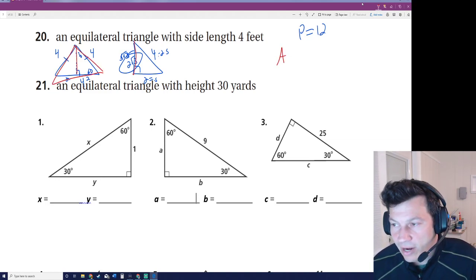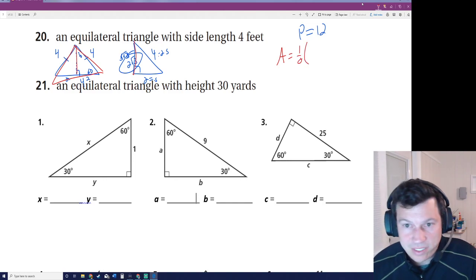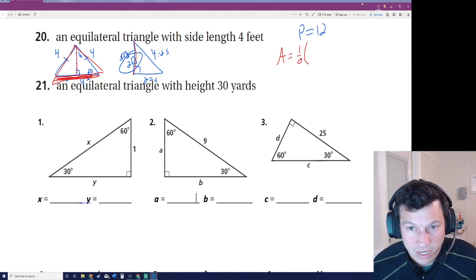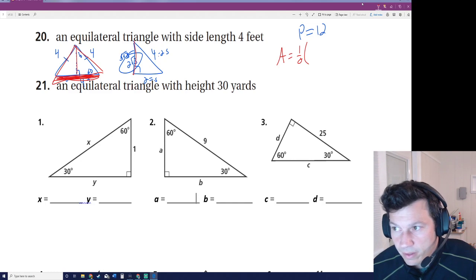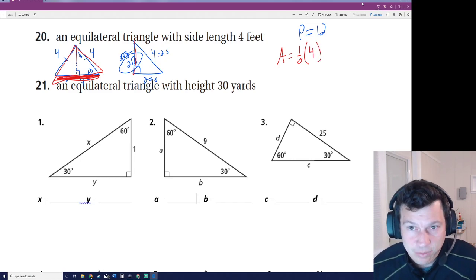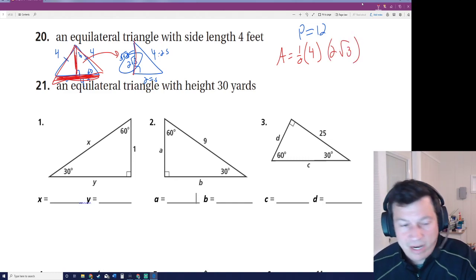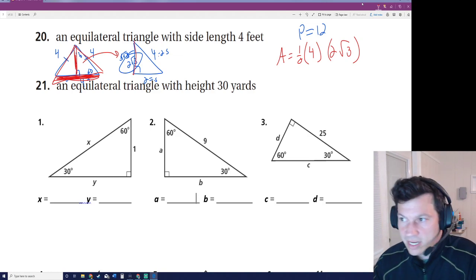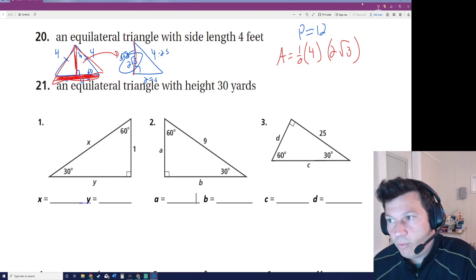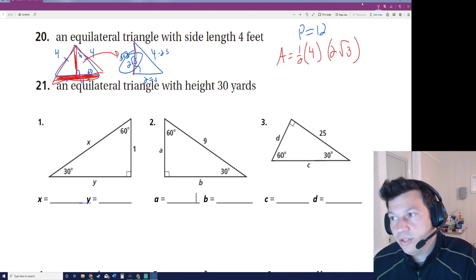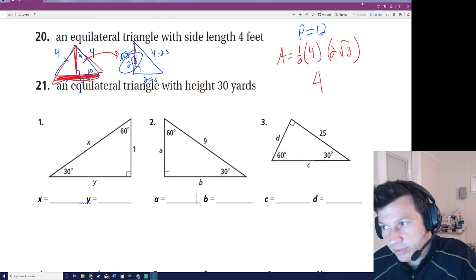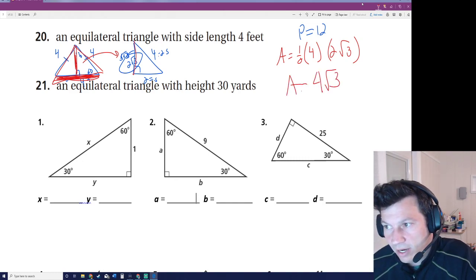Okay, so now our area is 1/2 the base. In this case, the base of this triangle is this whole thing, which is 4. And then the height we just found is 2 root 3. So remember, if I have a root 3, just one of them, I can almost ignore it and bring it back at the end, kind of like if it was x or something. So we have 1/2 of 4, which is 2, and then 2 times 2, which is 4. So we end up with 4 root 3 as my area, and that's square feet. Make sure you put units.